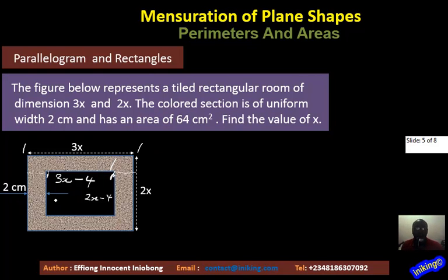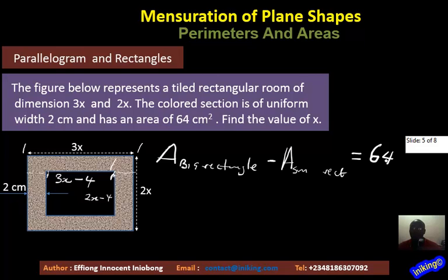Now if I can find the area of the inner rectangle and the area of the outer rectangle, the difference between the two will give me the area of the shaded portion or the colored region. So I can say area of big rectangle minus area of small rectangle will give us the area of this colored section, and we are told that is 64. Remember, the question says that the colored section is of uniform width and has an area of 64 centimeters square.